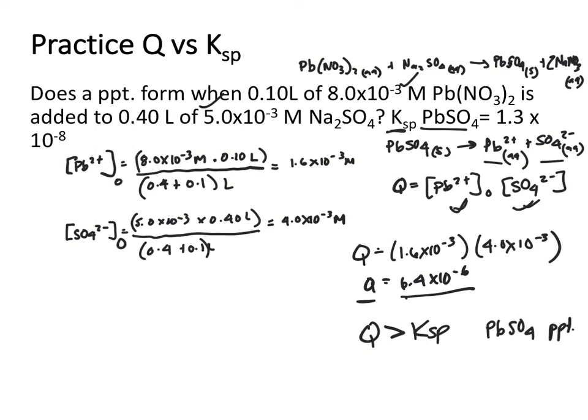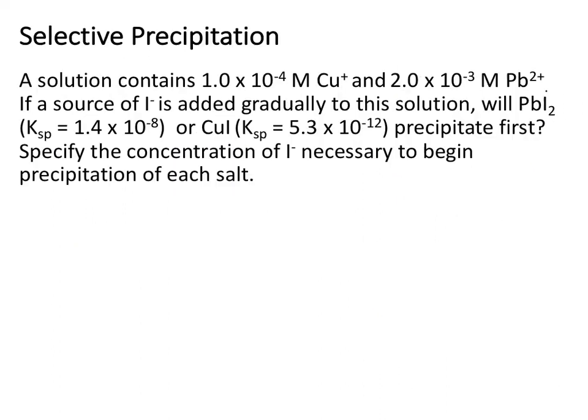Basically, this is how you progress through figuring out whether or not the solution that you're forming will actually provide a precipitate. So let's go ahead and look at selective precipitation. This one's a little different than some of the others we've looked at, but basically what we're going to be doing in this situation is figuring out which ion is going to precipitate out of a solution before another.